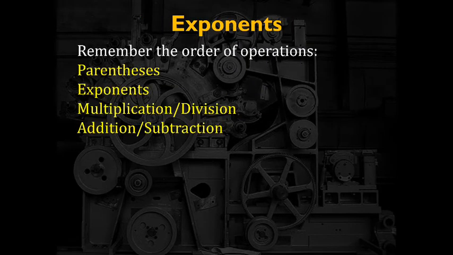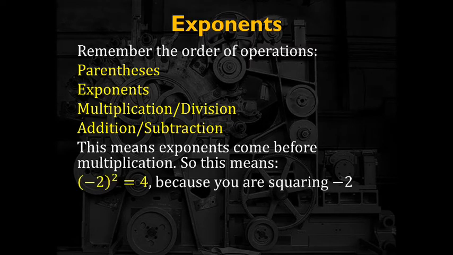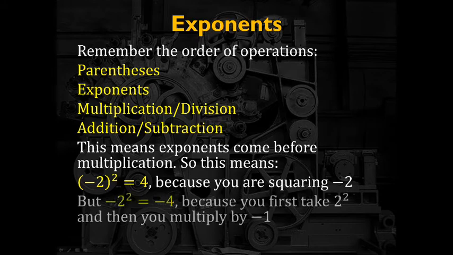In terms of exponents, there's something I do want to mention: the order of operations. You are familiar with them, I'm sure, which means exponents come before multiplication. So if you take negative 2 in parentheses squared, that equals 4 because you're going to square the entire negative 2. On the other hand, if you take negative 2 squared where the 2 is not in parentheses, you have to do the exponent first. So you do the 2 squared first, which is 4, and then you apply the negative sign. So negative 2 squared without any parentheses is negative 4. So be very careful with that.